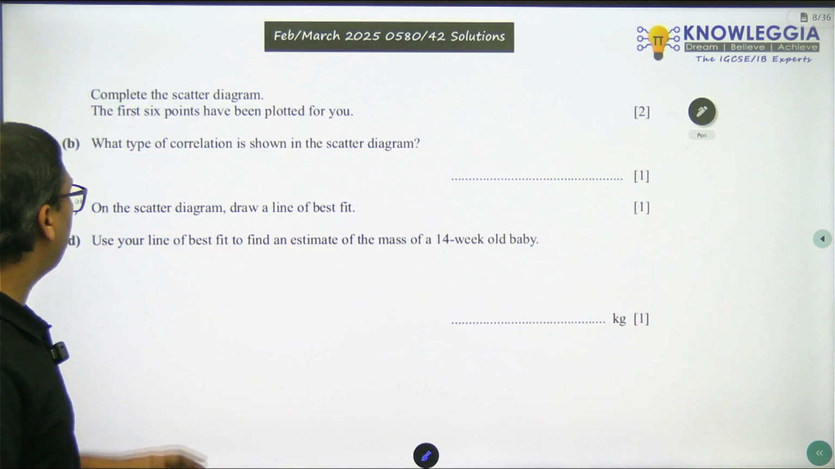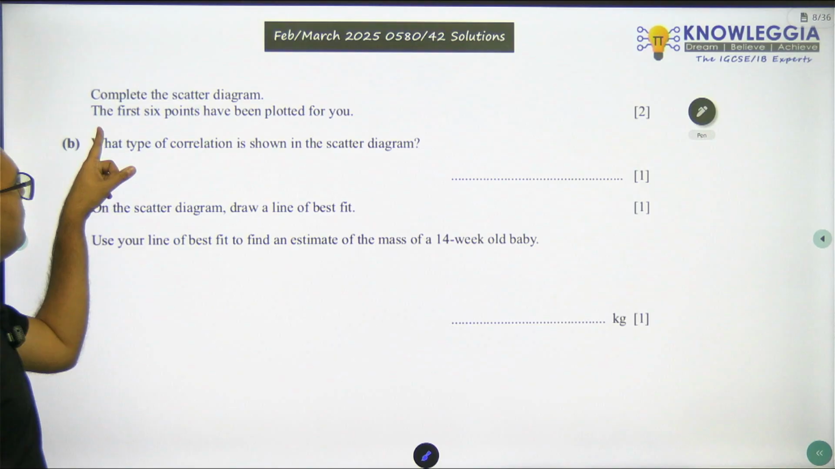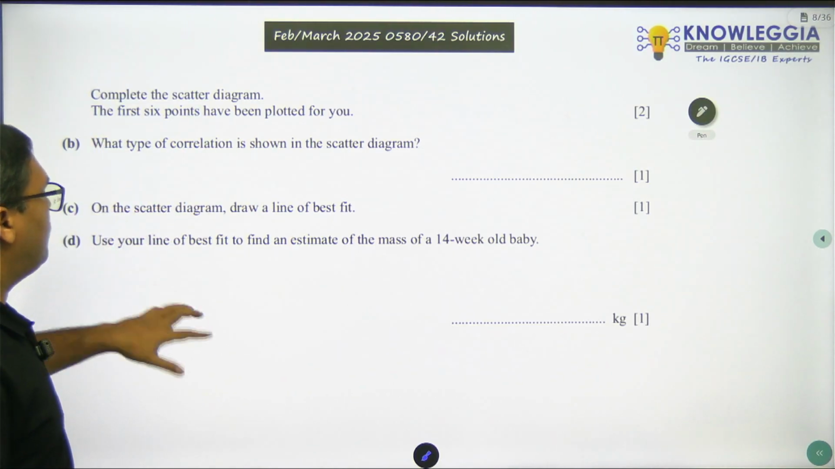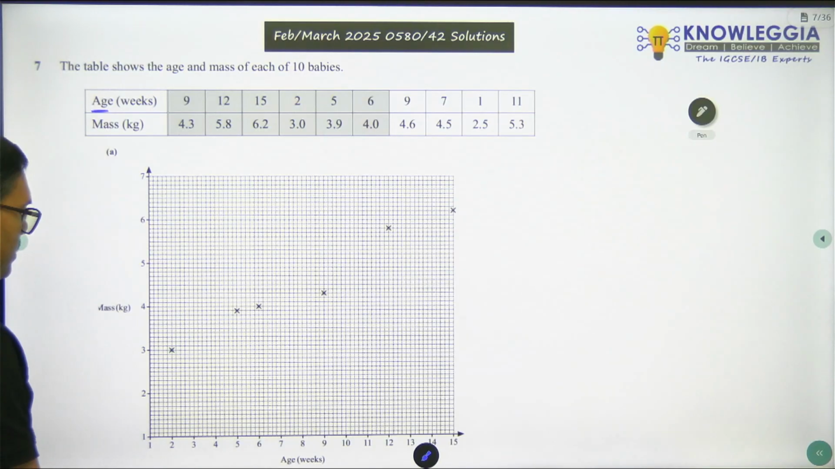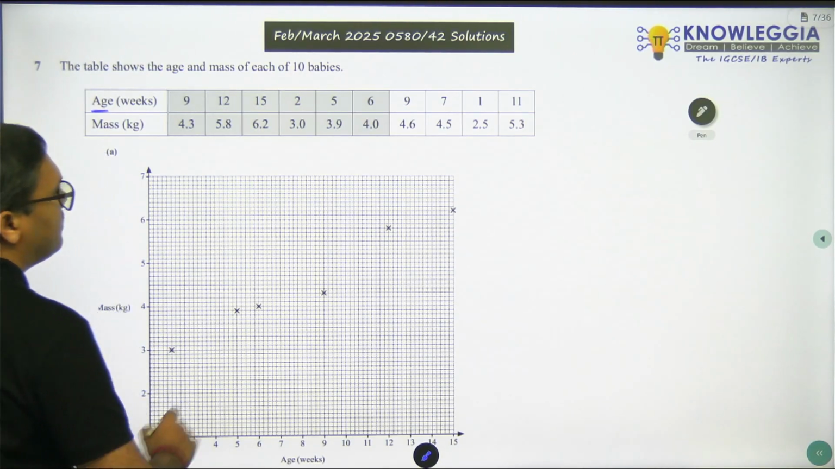So now let's read the question. Complete the scatter diagram. First 6 points have been plotted for you. Okay, so first you have to complete the scatter diagram. So you have to just plot the points. These are the points already plotted.